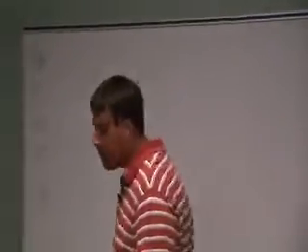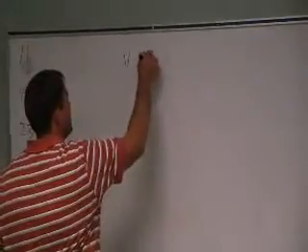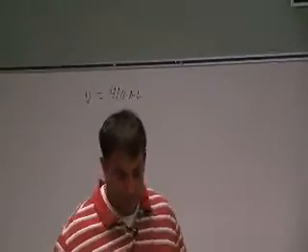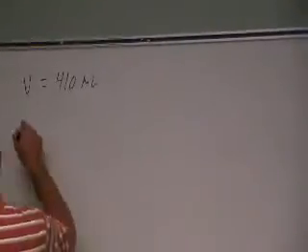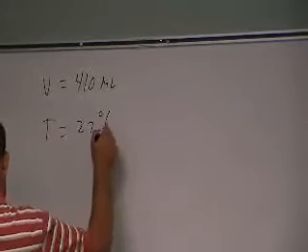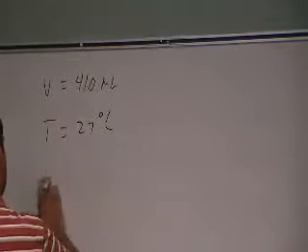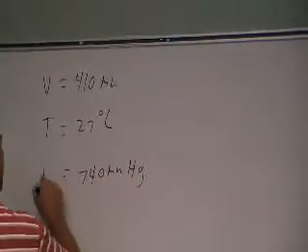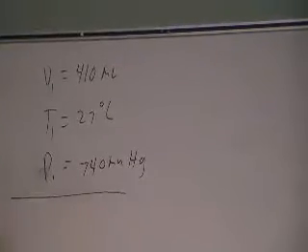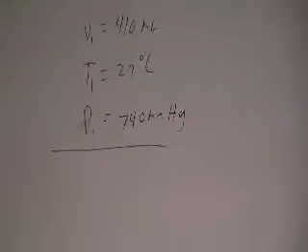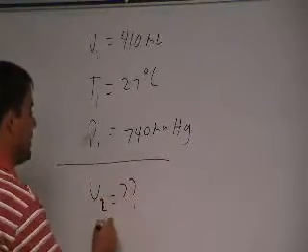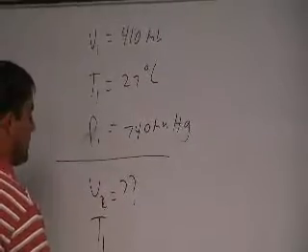Number 11 says: a gas occupies a volume of 410 milliliters at 27 degrees centigrade and 740 millimeters of mercury. So that's a pressure. So there's all of my initial conditions. Then it says calculate the volume, that's what we're looking for here, V2, if we are at STP.